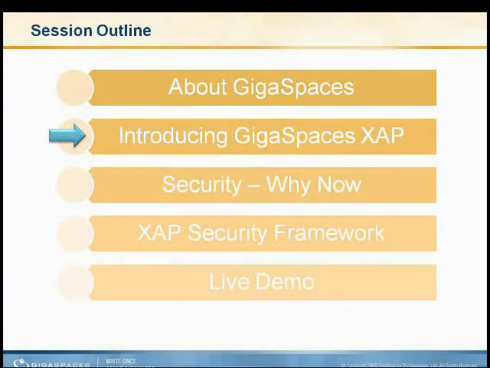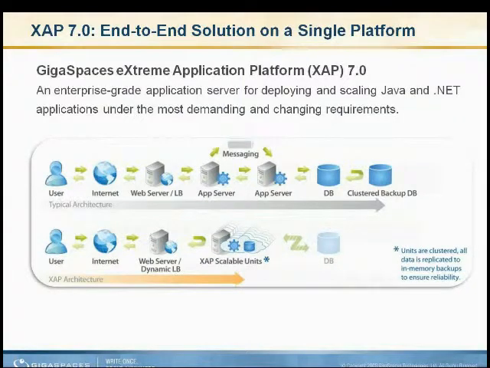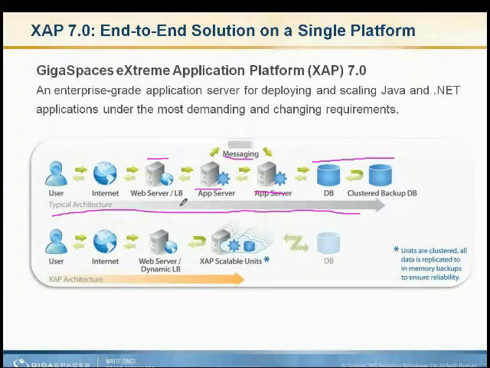So moving on to GigaSpaces XAP. The vision behind XAP is to provide an end-to-end solution for developing and deploying enterprise applications on a single platform. If you take a look at this diagram, you can see that the typical architecture of an enterprise application involves many components, starting from the web server or the load balancer, going through the app server, the messaging server, and the app server typically deployed in a cluster, and then ending in a database cluster. Now, throughout a certain transaction, all those components typically communicate with one another, creating some sort of ping pong, thus adding to the latency and limiting the overall scalability of the application.